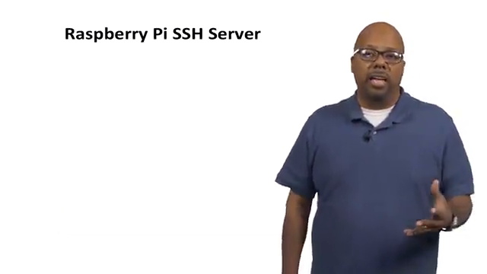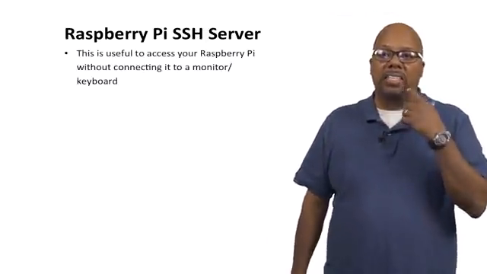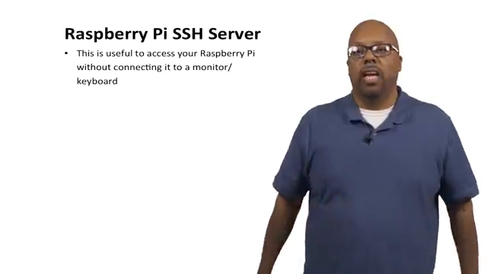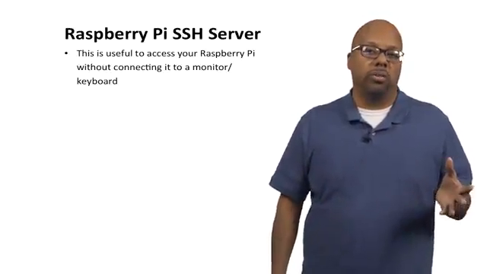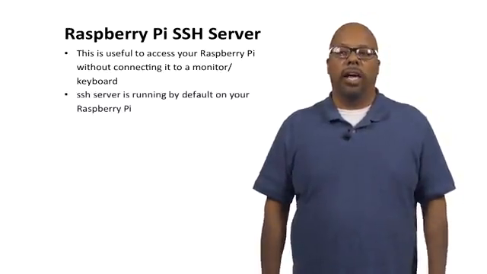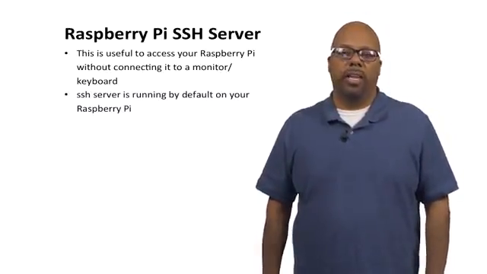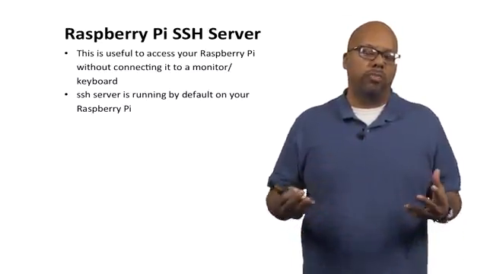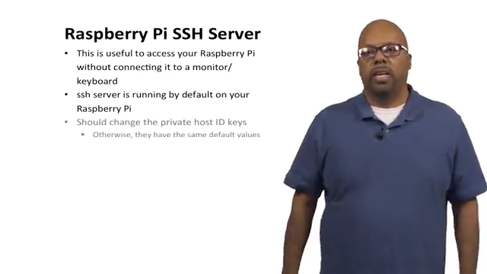So the Raspberry Pi has a secure shell server. So if you want to connect to the Raspberry Pi remotely, it's useful to connect without the keyboard and monitor and all that. Actually, I use it a lot now to use my Raspberry Pi. So the SSH server is running by default on your Raspberry Pi, so you don't have to do anything. You just power it up and it'll be running.